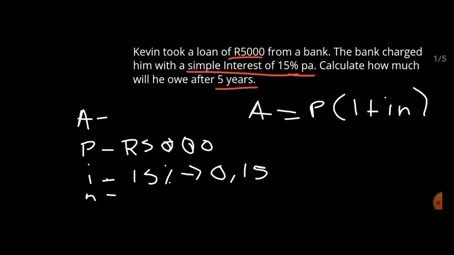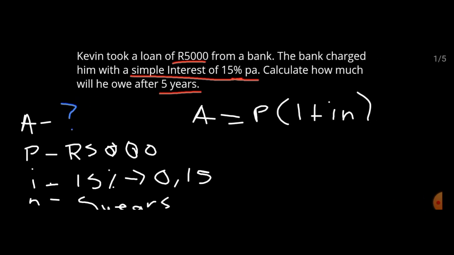Then they give us the number of years. They ask how much he will have after 5 years, and they give it in years, so there is no need to convert 5 years. Before you start, you check which one they are asking for. Obviously the question is asking for A, not P, because P is known. So yes, the question asks for A because we calculate how much he will owe after 5 years, at the end of 5 years, with the interest added.